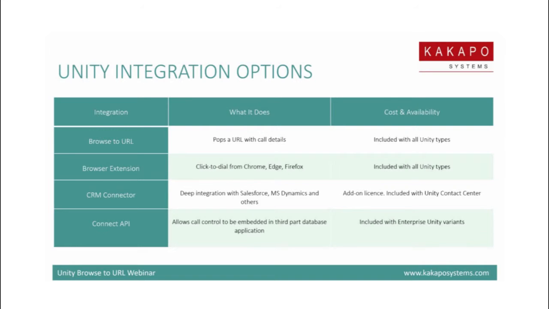If they haven't got that, if they've got Salesforce Essentials, Browse to URL and the browser extension can bridge some of that integration requirement, and that's really what we're going to be showing today. Lastly is the Unity Connect API, a sort of toolbox API that allows a customer to embed BroadSoft call control, so answer, release, hold, resume, all that kind of stuff, within their database application themselves. So that's where the products all sit. There's some overlap between them, but I hope that helps to make clear what options we have got.